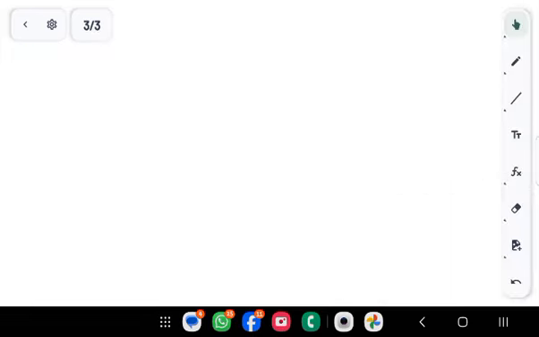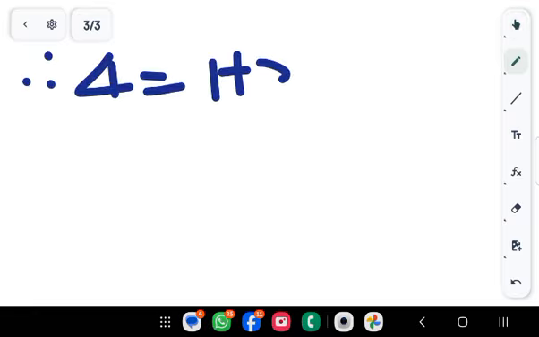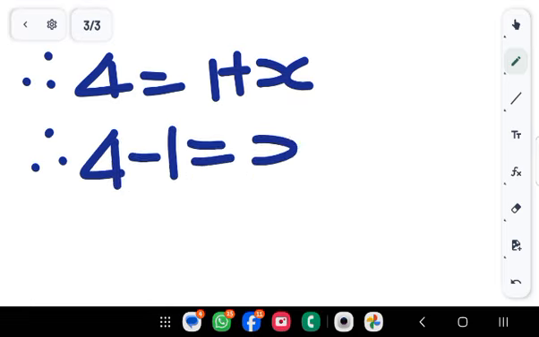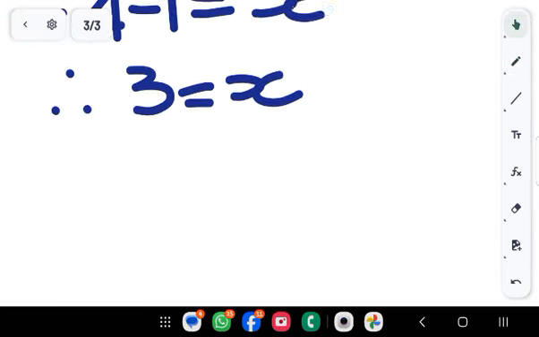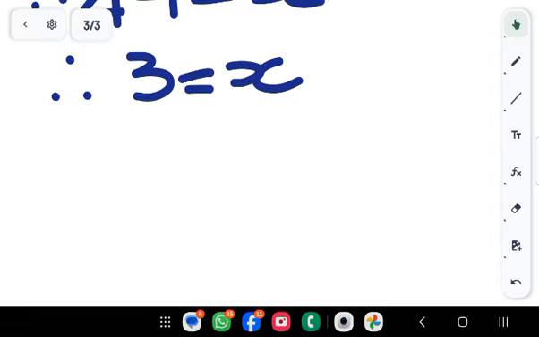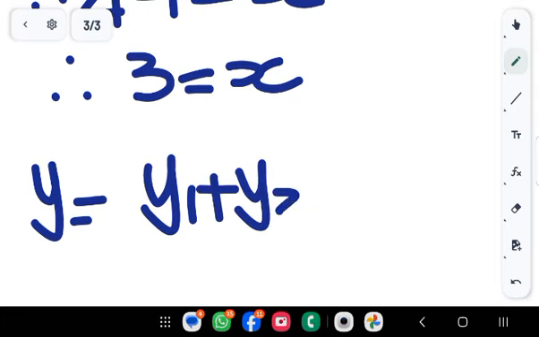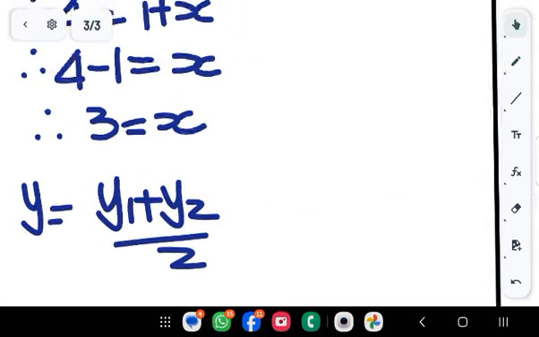4 equals 1 plus x. You take the 1 to the left-hand side, and that leaves us with 3 equals x. That is the x-coordinate of the point B. Now the y-coordinate of the midpoint is the sum of the y-coordinates of the 2 points divided by 2.